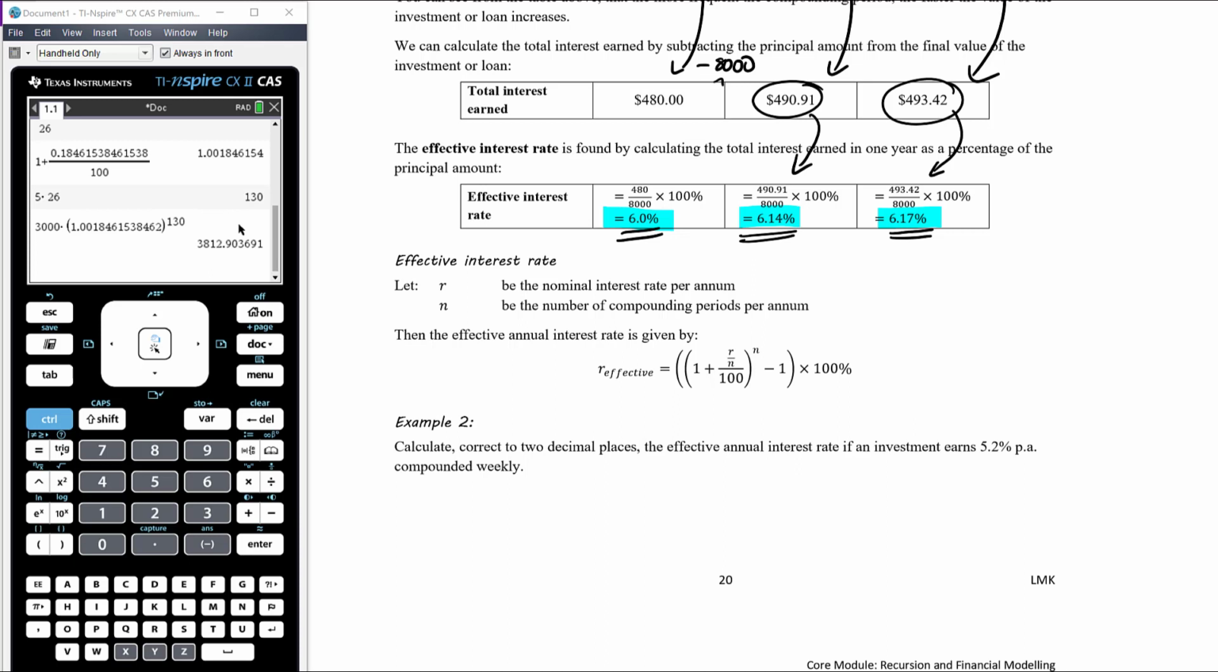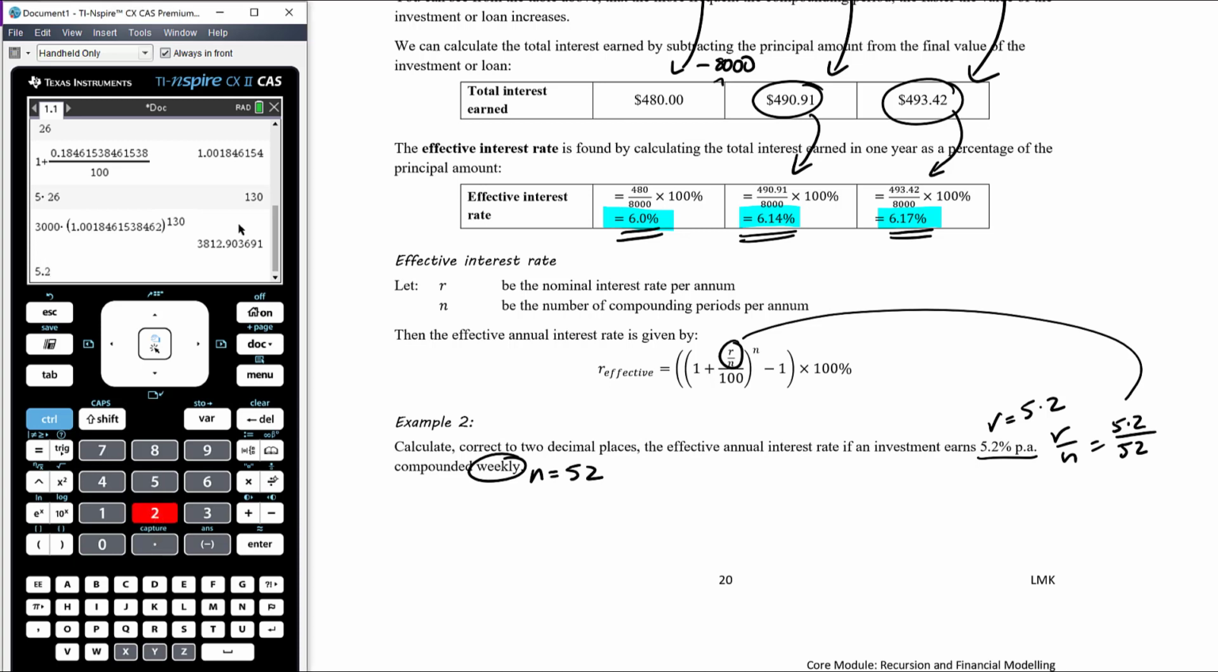So calculate, correct to 2 decimal places, the effective annual interest rate if an investment earns 5.2% per annum, compounded weekly. So that means that's our R value, 5.2. This bit of the formula is about working out the weekly interest rate, so R on N is 5.2 on, what are we doing, weekly. Weekly means N is 52. So 5.2 on 52 should be 0.1. So that's 0.1% per week.